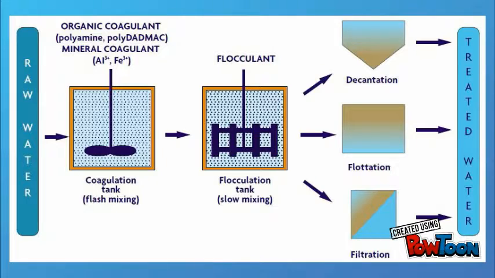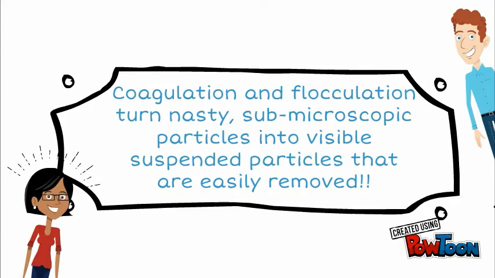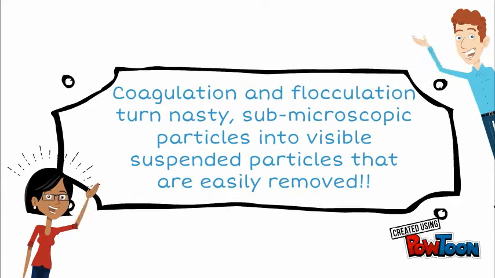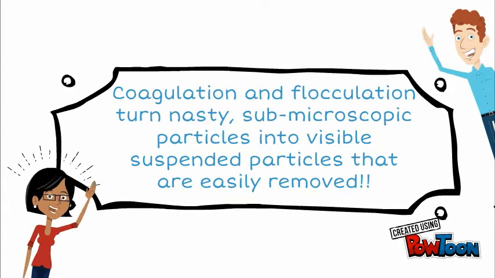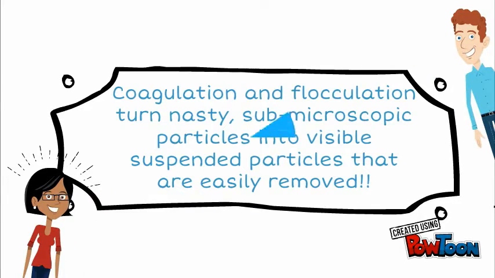The flocculation stage is the agglomeration of these microstructures into flocs for enhanced removal that includes gentle mixing to encourage the collision of microflocs together and steadily build up size. Once floc sizes reach the desired size and strength, these colloidal structures are removed using sedimentation. Flocculation fun fact! Coagulation and flocculation turn nasty submicroscopic particles into visible suspended particles that are easily removed.